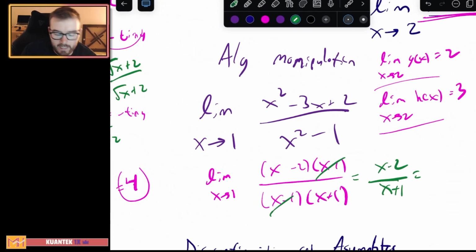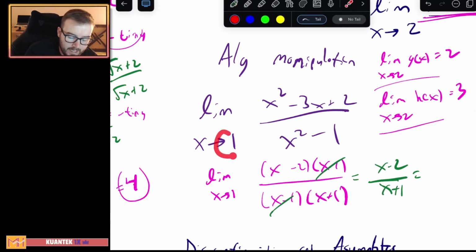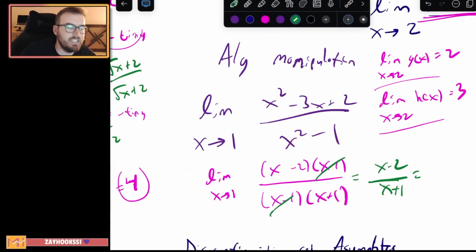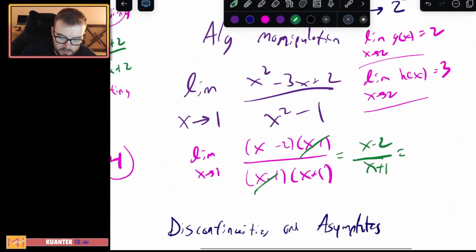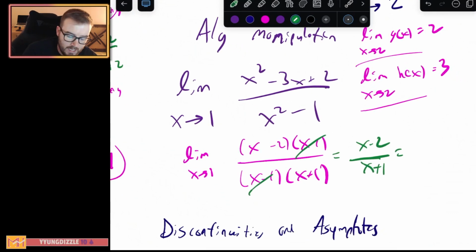And I forgot to point out, I'm rushing a little bit, that when you plug 1 in, 1 squared minus 3 is negative 2, and negative 2 plus 2 is 0. 1 squared, 1, minus 1 is 0. It's another situation where you have 0 over 0, and you can't just not do the problem. You need to think, how can I manipulate this to not give me 0 over 0? You can factor, reduce, and try plugging it in again.